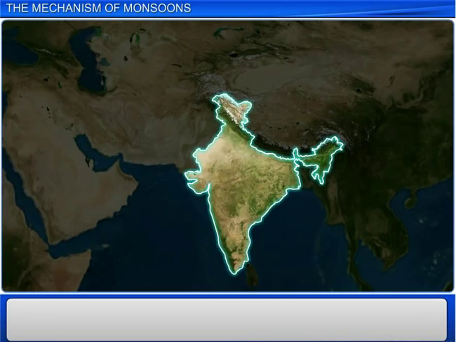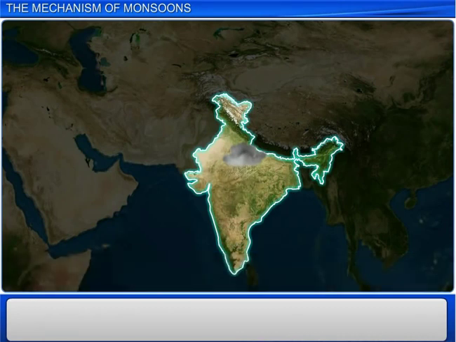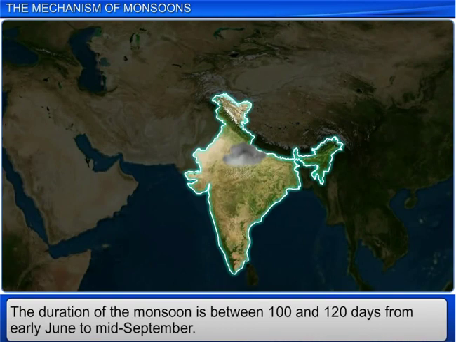In India, the monsoon begins early in June and ends in mid-September. It lasts for 100 to 120 days.